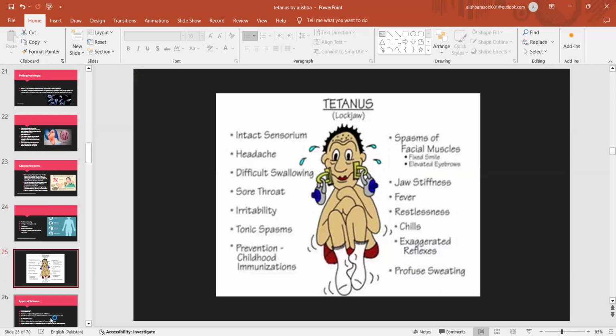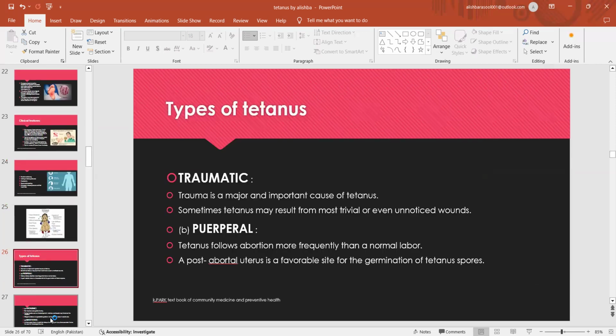Profuse sweating, exaggerated reflexes, chills, restlessness, fever, jaw stiffness, facial muscle spasms, tonic spasm, irritability, sore throat, difficult swallowing, headache, intact sensorium. Types of tetanus: trauma.